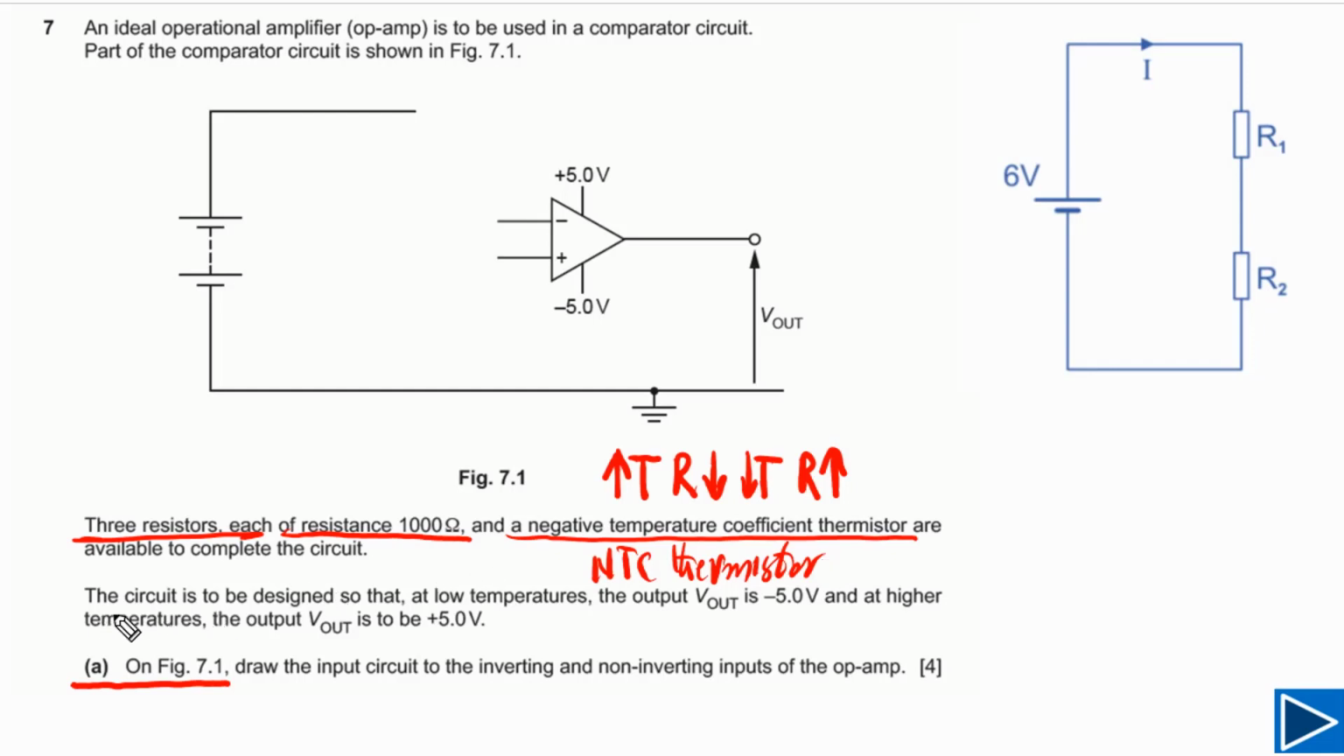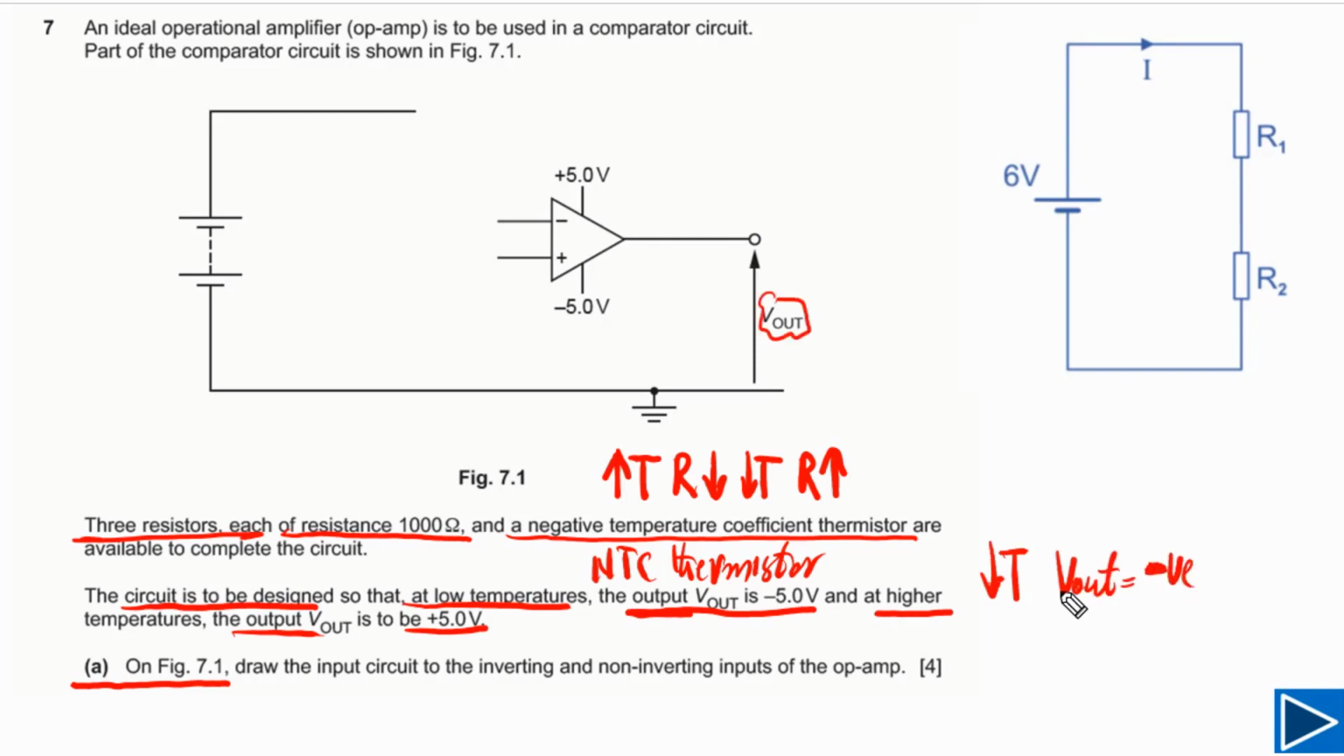Now the next thing the question is telling us is that we need to design a circuit. The condition is that at low temperature, V out, the output, has to be negative, and when temperature is higher, the output has to be positive. Simply we can write down here, when temperature is low, V out has to be negative. When temperature is low, resistance of thermistor will be higher. The second condition is that when temperature is higher, V out has to be positive, and when temperature is higher, resistance of thermistor will be lower.